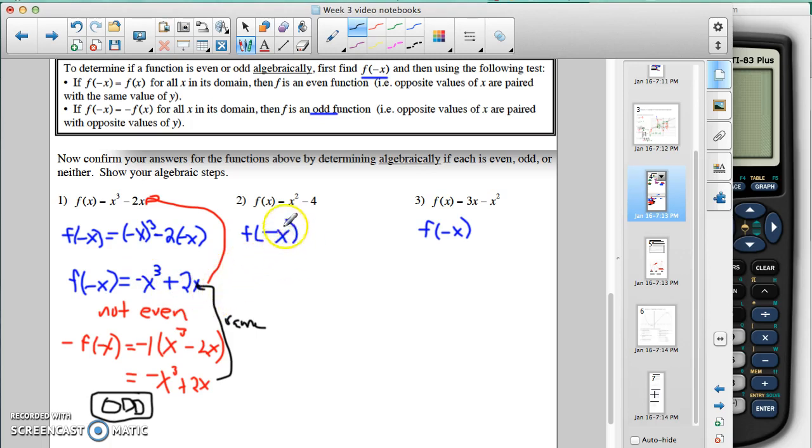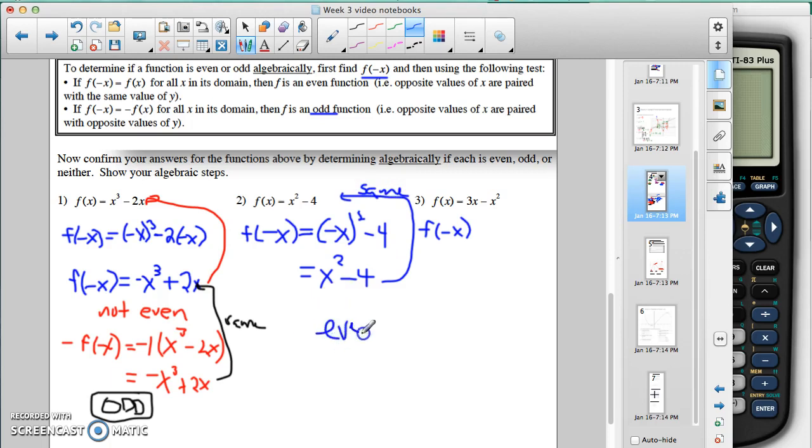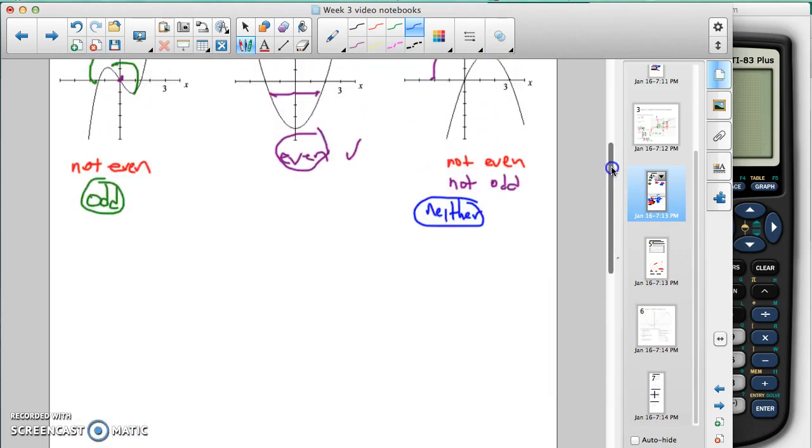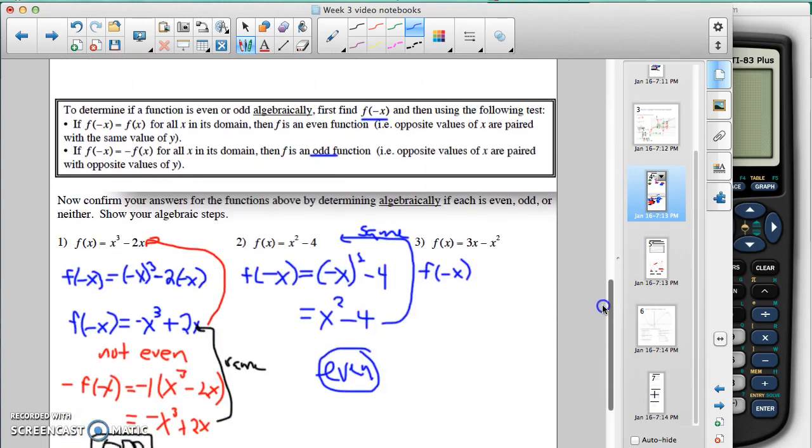So let's check the second one here. If we plug in the negative x here, we're going to get negative x, parentheses, squared minus 4. Now if we square a negative x, that's going to be positive. Negative times negative is positive, so we get x squared minus 4 again. And since these are the same, then it's even. So this one's even, so it checks with the graph up above. So far we've got the same as the graph. The first one was odd, second one's even, the third one's neither.